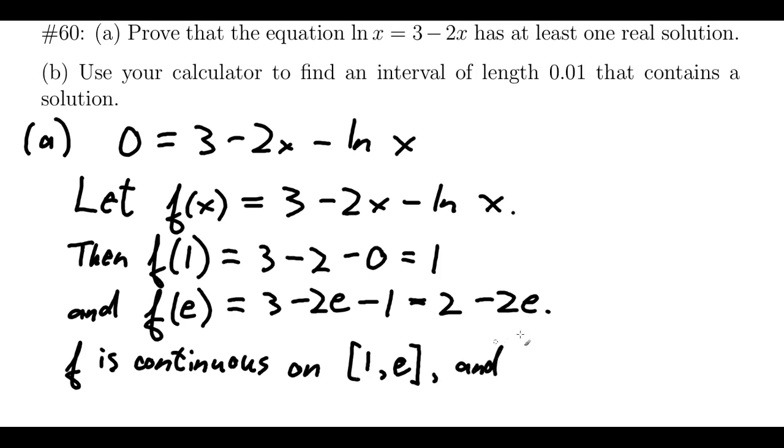And f of 1 is positive, it equals 1. That is greater than 0, and that is greater than f of e, because f of e is negative. F of 1 is positive, f of e is negative, so we have this relationship right here.